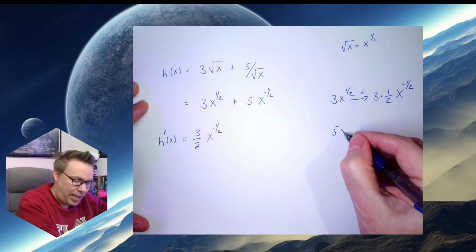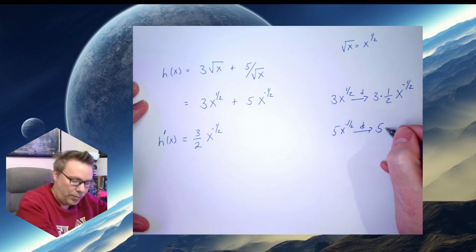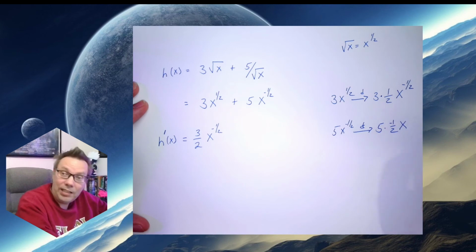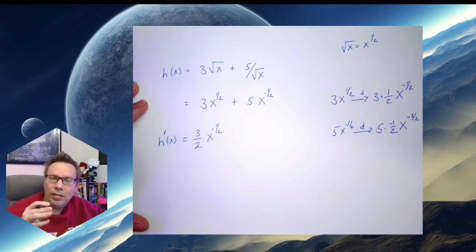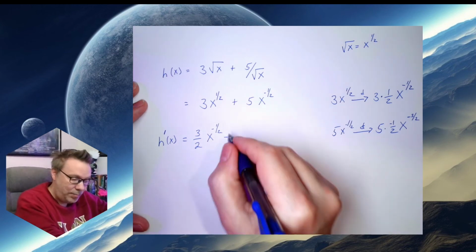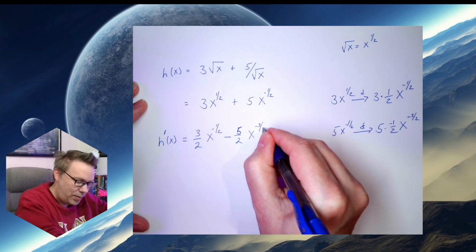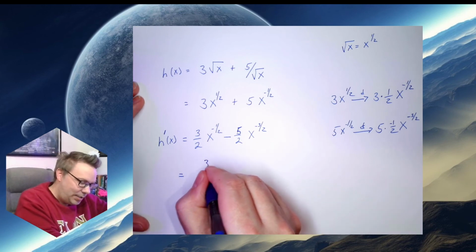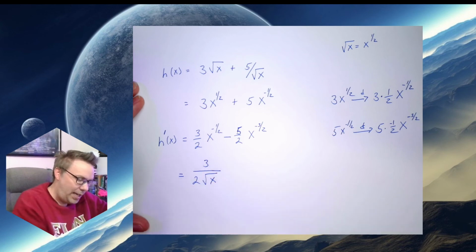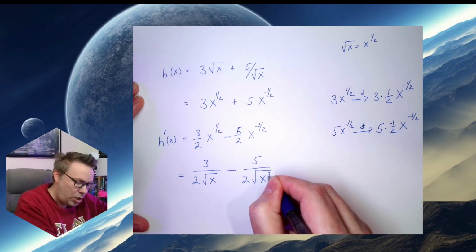Now let's try the 5x to the negative 1/2 power. Let's take a derivative. 5 is going to come along for the ride. I'm going to drop the negative 1/2, leave the x alone again, and then subtract 1 from the power. Negative 1/2 minus 1 is negative 3/2. So I'm going to neaten this up a little bit. I'm going to put the minus out front. Whoops, 5, my bad. x to the negative 3/2 power. You could leave it like this, but I'm going to take this one step further. I could rewrite it like this: 3 over 2 root x minus 5 over 2 root x cubed.